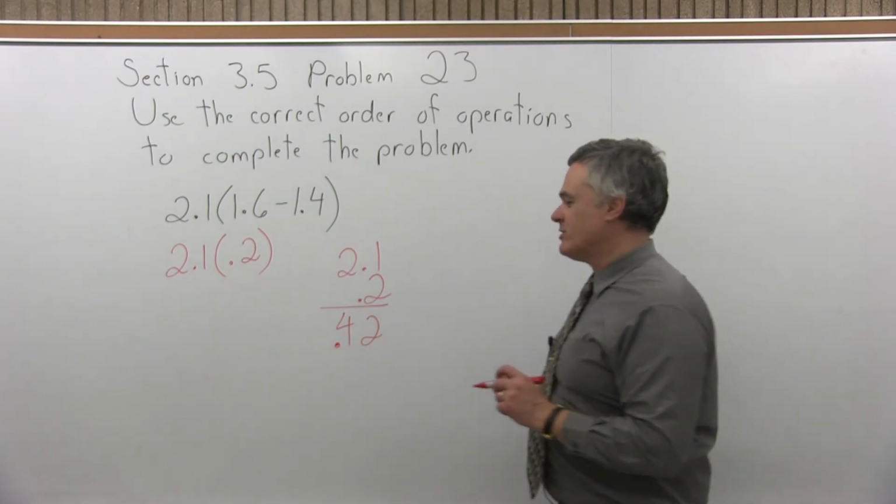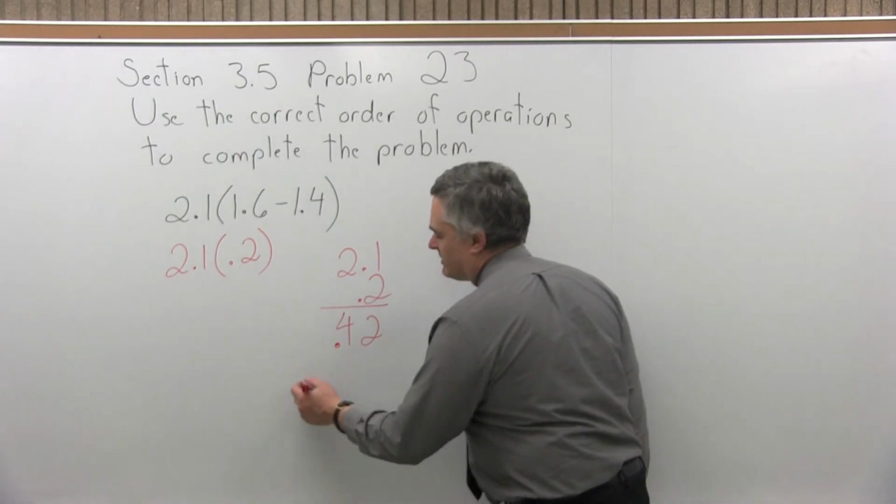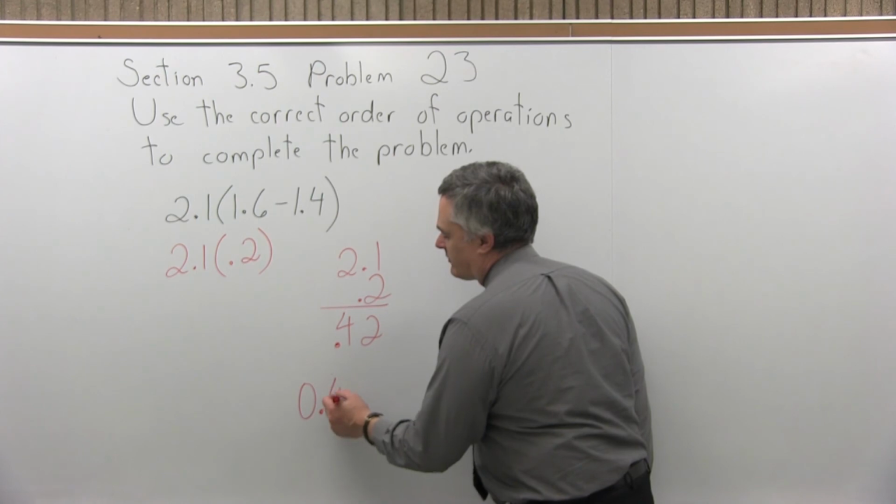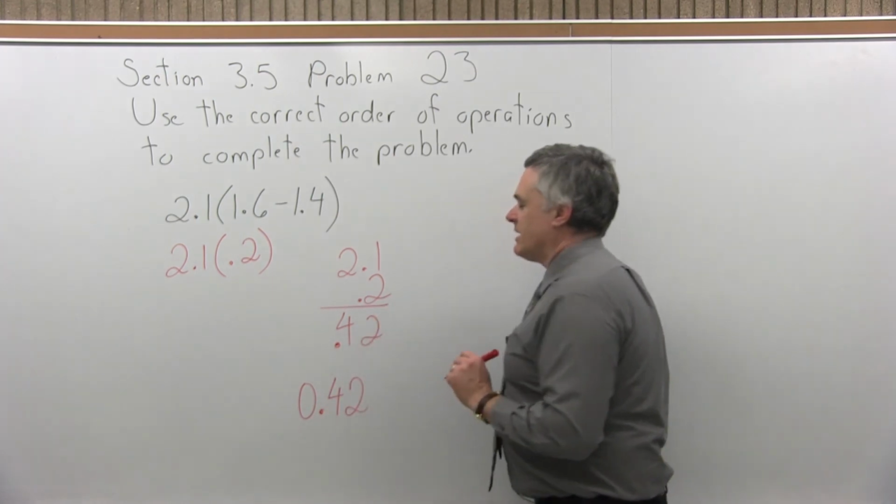So 0.42. If you like the 0 in front, you can write it as 0.42. That's really the same thing. That can go either way.